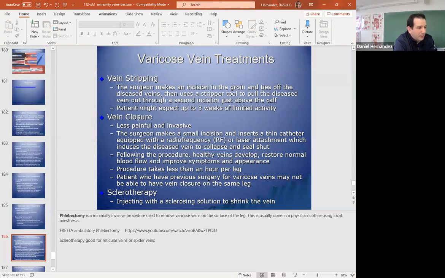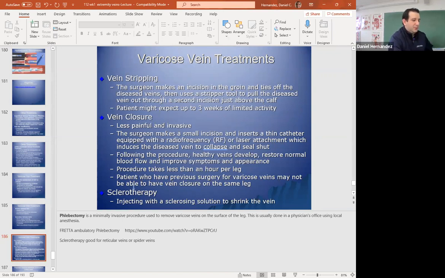They can also perform a vein closure. So this is less painful and less invasive. With this, the surgeon makes a small incision, inserts a thin catheter equipped with a radiofrequency transmitter or a laser attachment, which induces the diseased vessel to collapse on itself and seal off. Following the procedure, healthy veins develop and restore normal blood flow and improve symptoms and appearance. This procedure takes less than an hour. Patients who have had previous surgery for varicose veins may not be able to have a vein closure on that same leg.